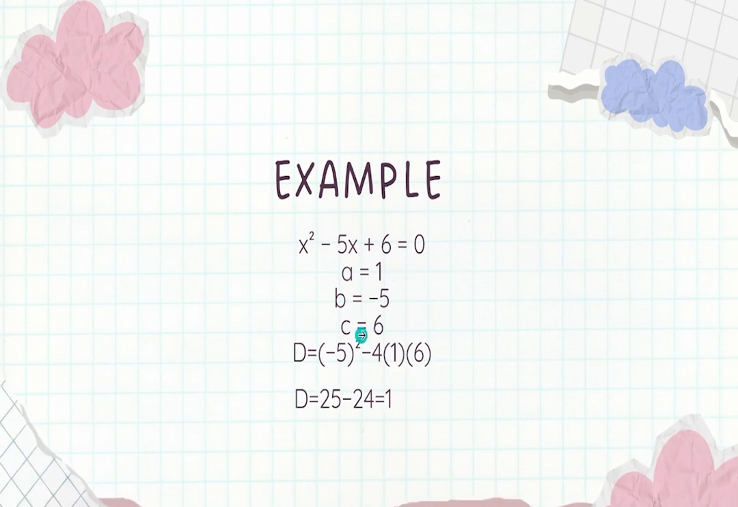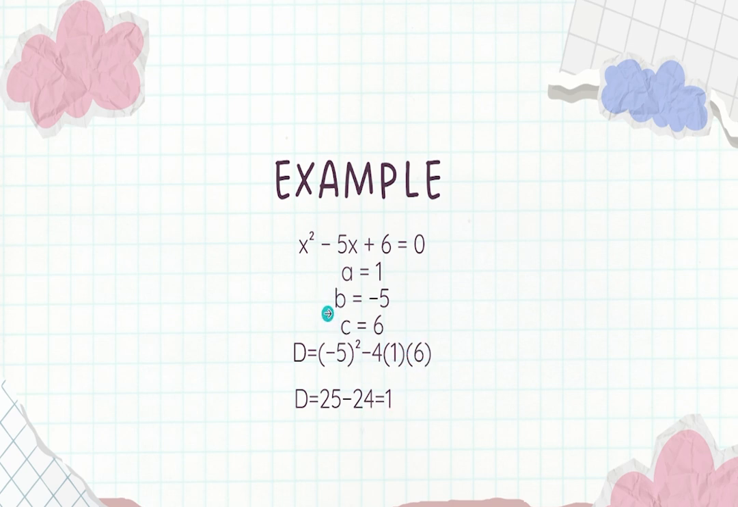Here's an example of it. x square minus 5x plus 6 is equal to 0. Here a is equal to 1, b is equal to minus 5 and c is equal to 6. Okay, first of all, let's find the discriminant of it. Here d is equal to minus 5 square minus 4 into 1 into 6. Minus 5 square is 25 and 4 into 1 into 6 is 24.